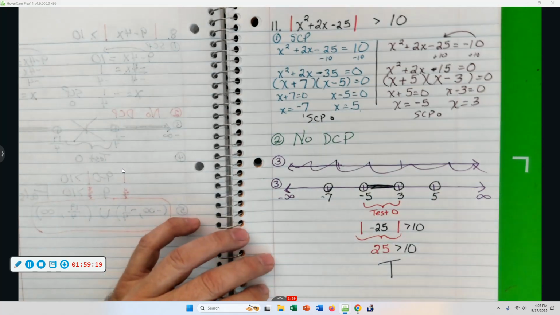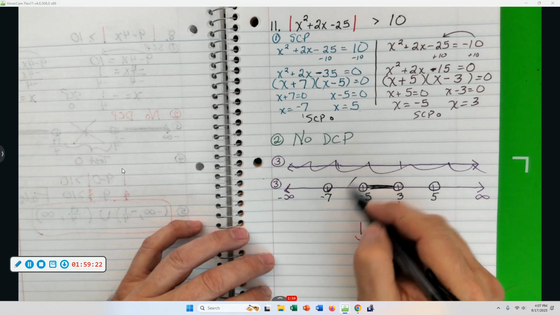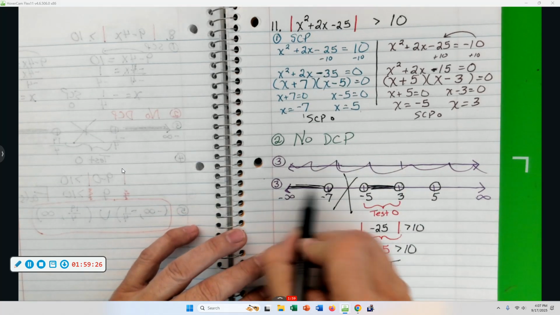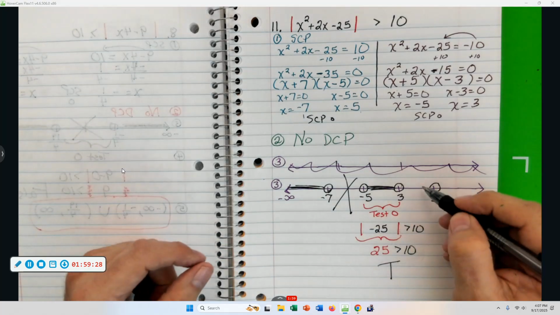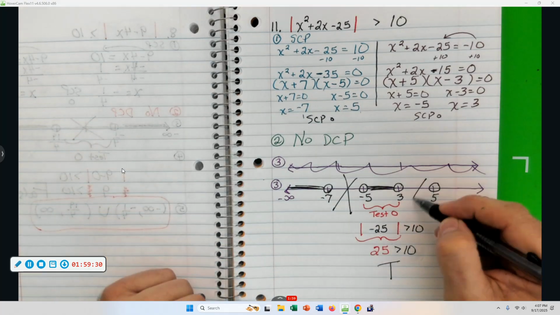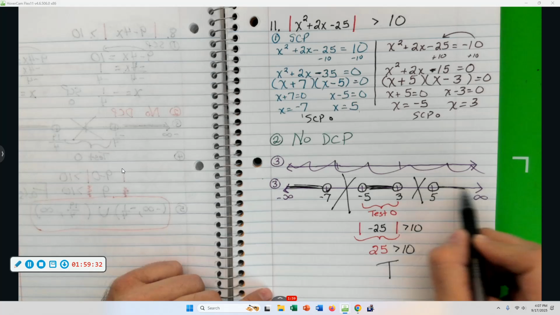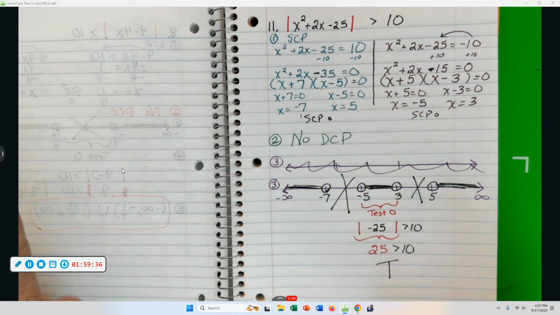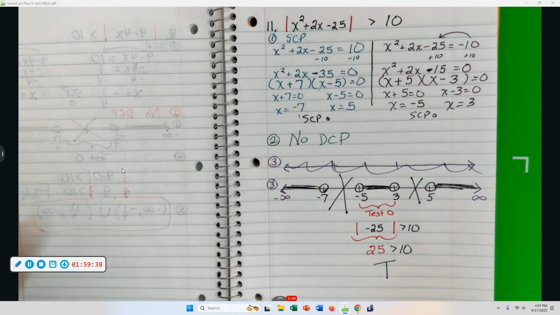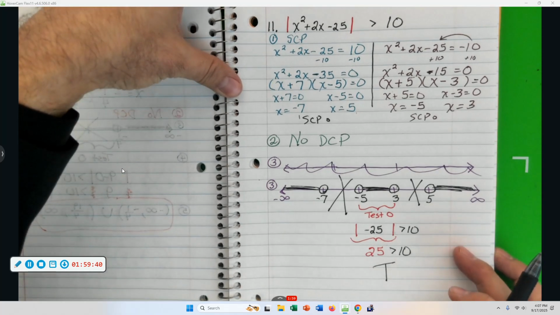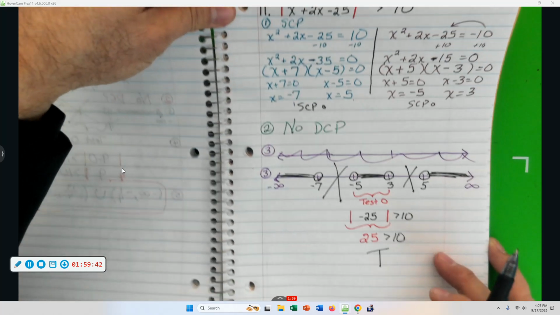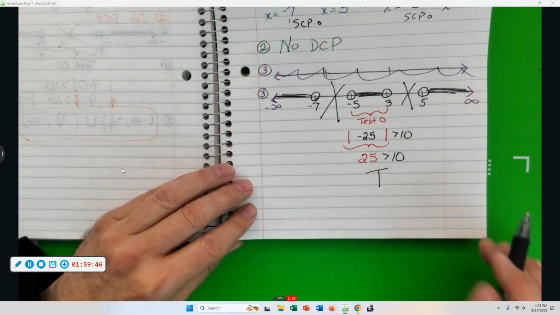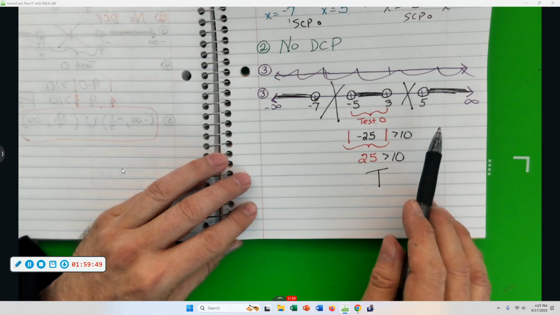Now just go through alternating. This would have to be false. True, right here. False and true. So we're going to have 3 intervals as our answer, but that just means we're going to have 2 of those U symbols. We're not going to have any brackets, so no closed circles.